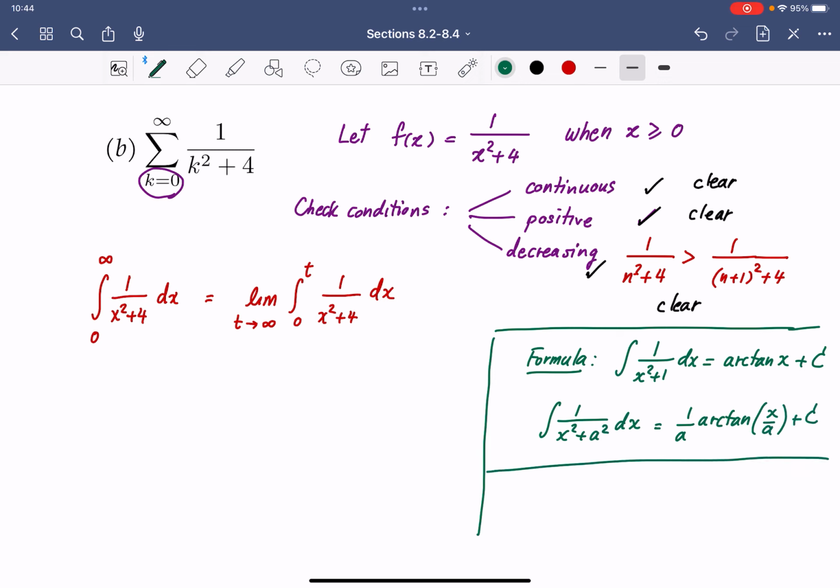Well, if you need this formula, I will give it to you on the exam, but keep in mind that you can prove it. If you want to do it by yourself, you can do u substitution. Just pull out a square and then do u substitution. You're going to get the same answer as me.